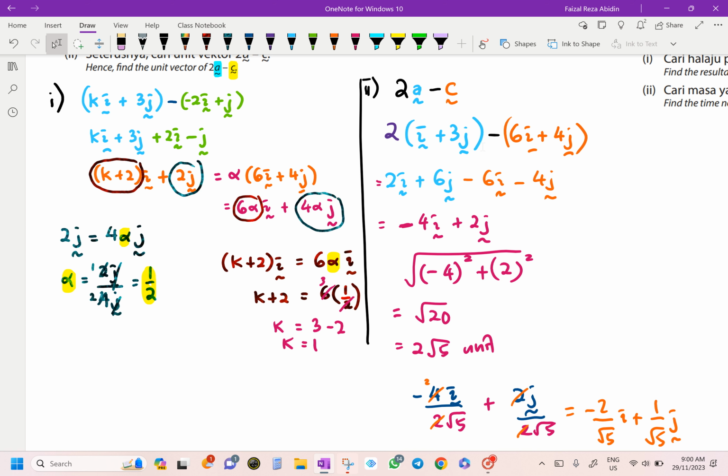So just now we have our vector as negative 3i plus 2j, the velocity vector. It means that we have help from the river, 3i. So just add.